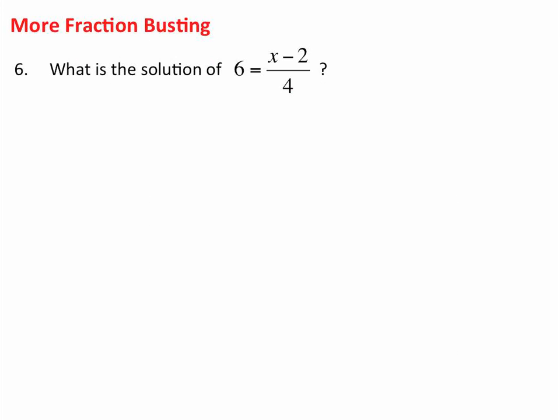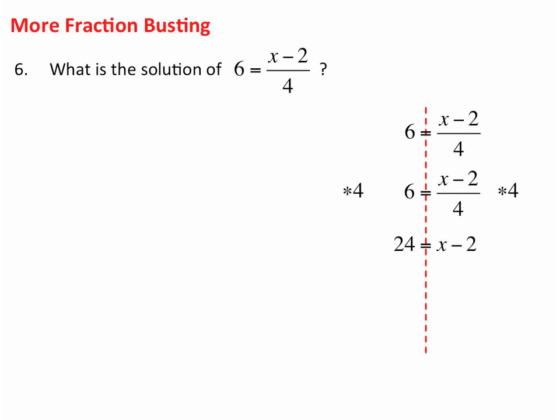Here's another example. So I have the 4 in the denominator, so I'm going to multiply both sides by the 4. And all I'd be left with is 24 equals x minus 2. Now all I have to do is add 2 to both sides, and I get x equals 26. Okay, so we take a tough-looking equation and we turn it into a much easier one by simply multiplying the whole thing by whatever's in the denominator.